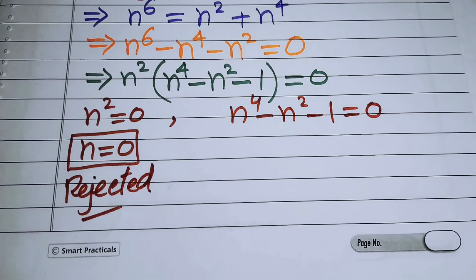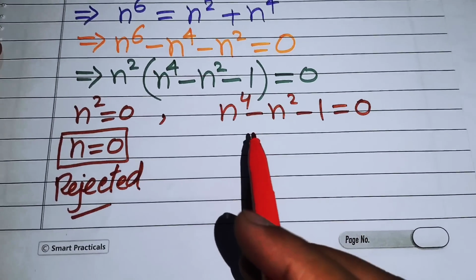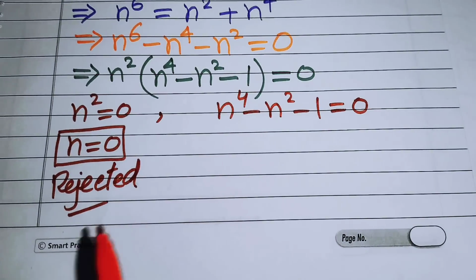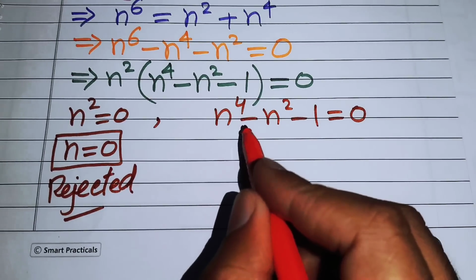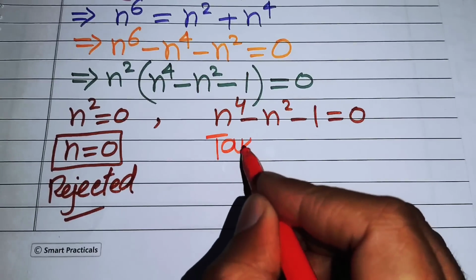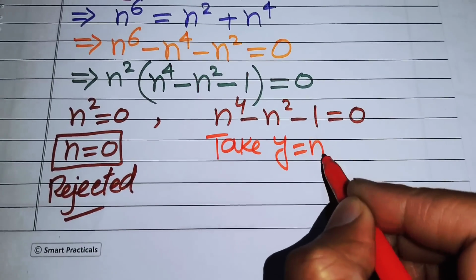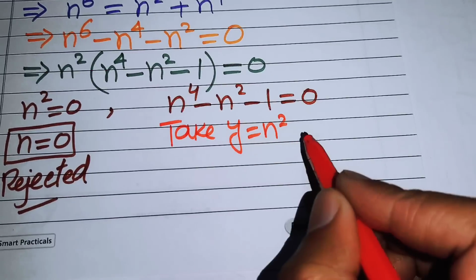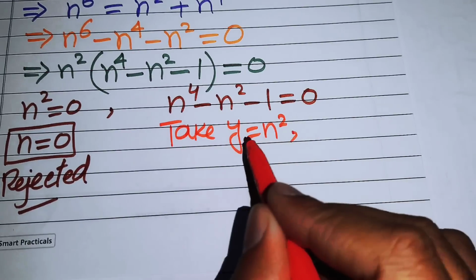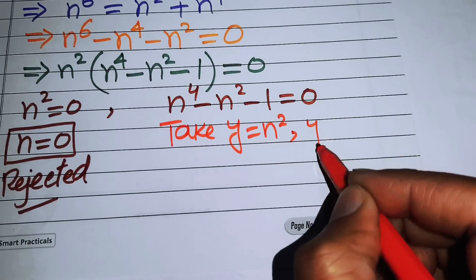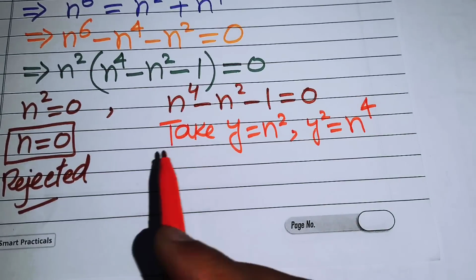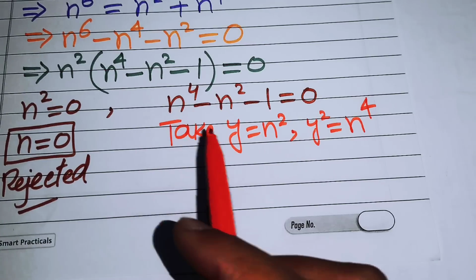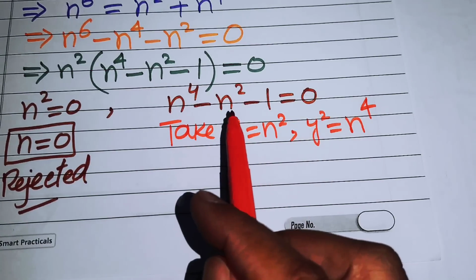So in this case now first we will convert this equation into the quadratic form, so that here we can just take y equals n squared. So when you take y equals n squared, and when we take the square on both sides, you will get y squared equals n to the power of 4. So you just substitute n to the power of 4 equals y squared and n squared equals y.